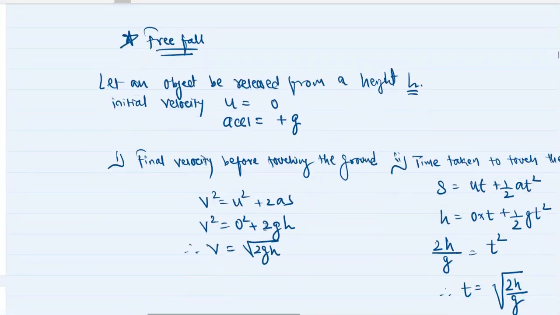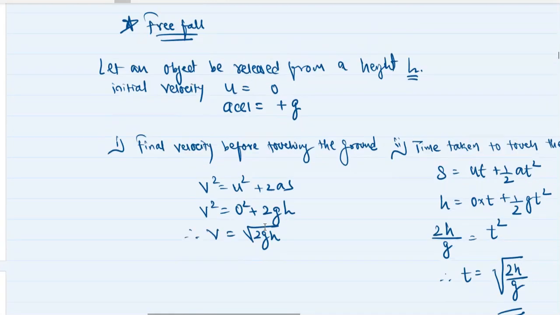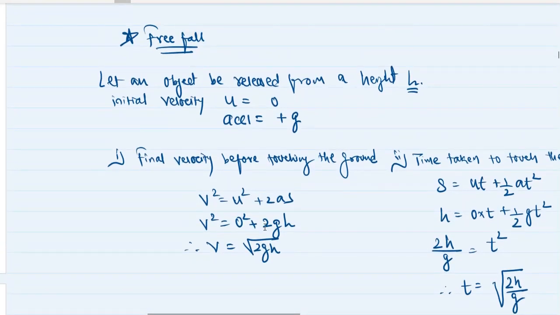Now let us consider the next motion, which is free fall. Not downward throw, but free fall. Let an object be released from a height h. Initial velocity definitely will be 0 because the object is just released. It is not thrown down. Acceleration will be positive g because now the body is traveling in the direction of acceleration due to gravity, right? So acceleration due to gravity will be plus g.